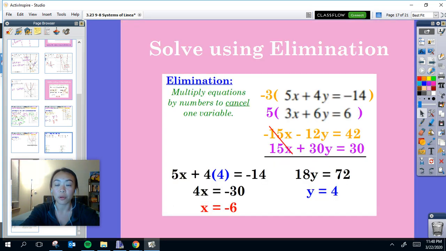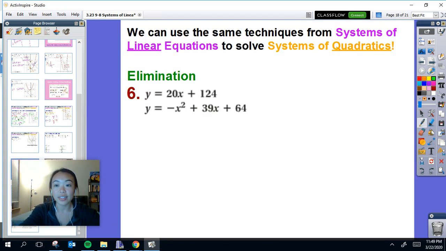I think we have one more method, and that is elimination, which we've already done before as well. A lot of people thought that this was their favorite method, so let me show you how it works with quadratics. Remember, the x's are lined up, the y's are lined up, and the constants are lined up. I want to eliminate one of the variables, so I have to multiply either one of them or both of them by a number so that one of the variables cancels, and then I can solve for the variable that's left over.